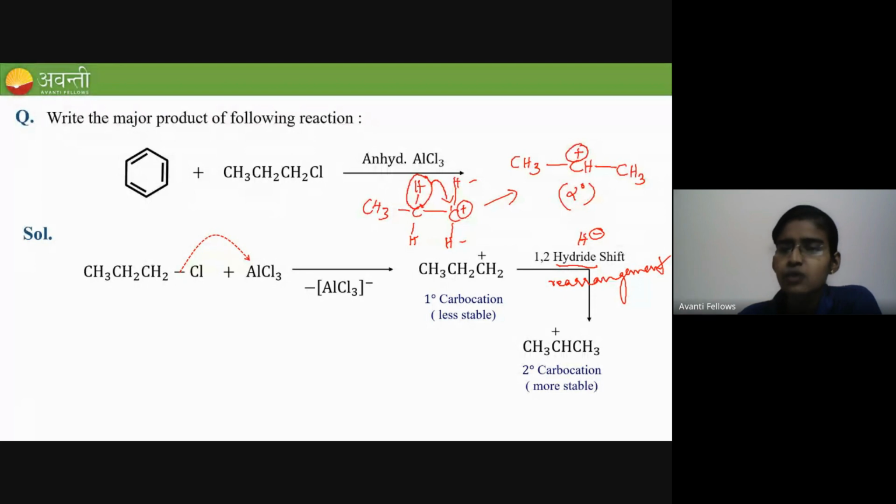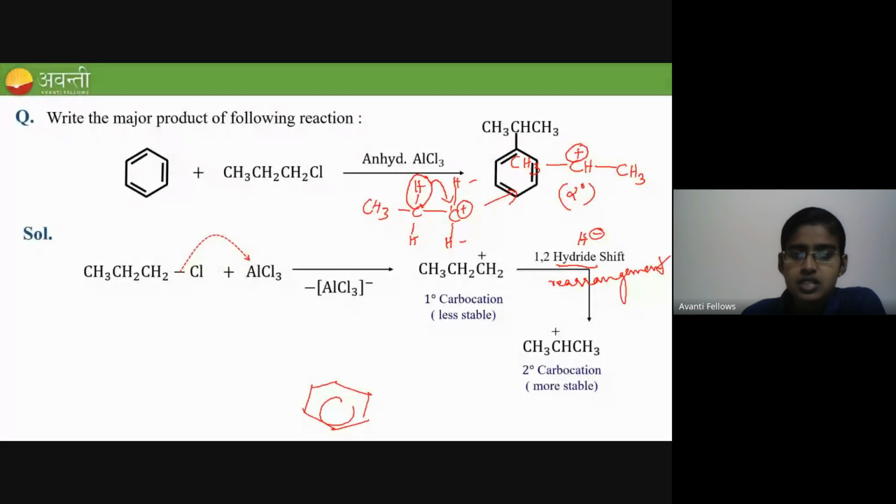Now this more stable carbocation will go and attack the benzene ring. If it attacks the benzene ring, what will we get? We will get this product, right? This is the benzene ring, and now the secondary carbocation is attacking the benzene ring to give this product. So this is the major product. We also get one more product, that is minor. So the primary carbocation will go and attack the benzene, so that product is also possible. The formula will be like this: CH2 will go and attack, so we will get CH2, CH2 and CH3.